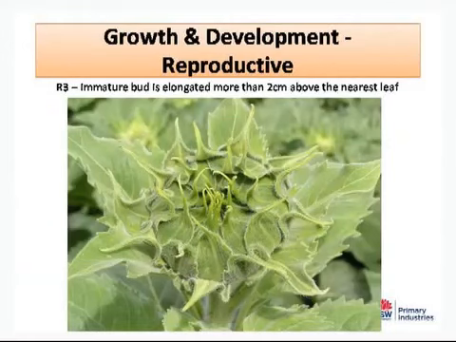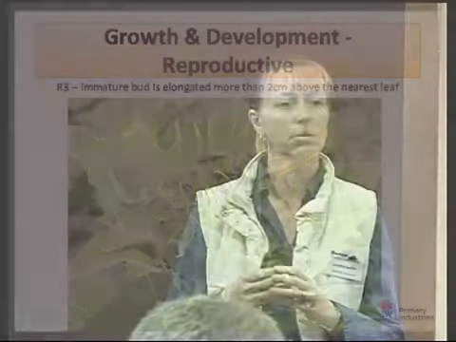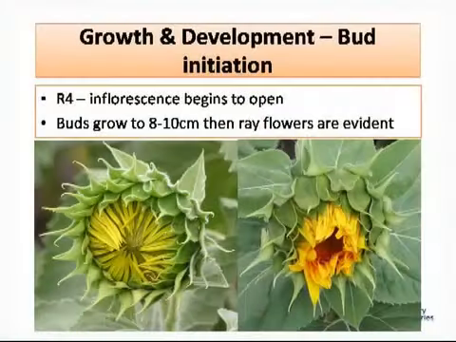Okay, the next stage is R3. This is pretty much a continuation of R2, where the bud itself is just getting larger. Often I tend to measure the bud size in trial work just to give me an indicator of how close we're getting to flowering. Usually the total bud size will get to between 8 and 12 centimetres in diameter just before you start to see the ray petals emerge.